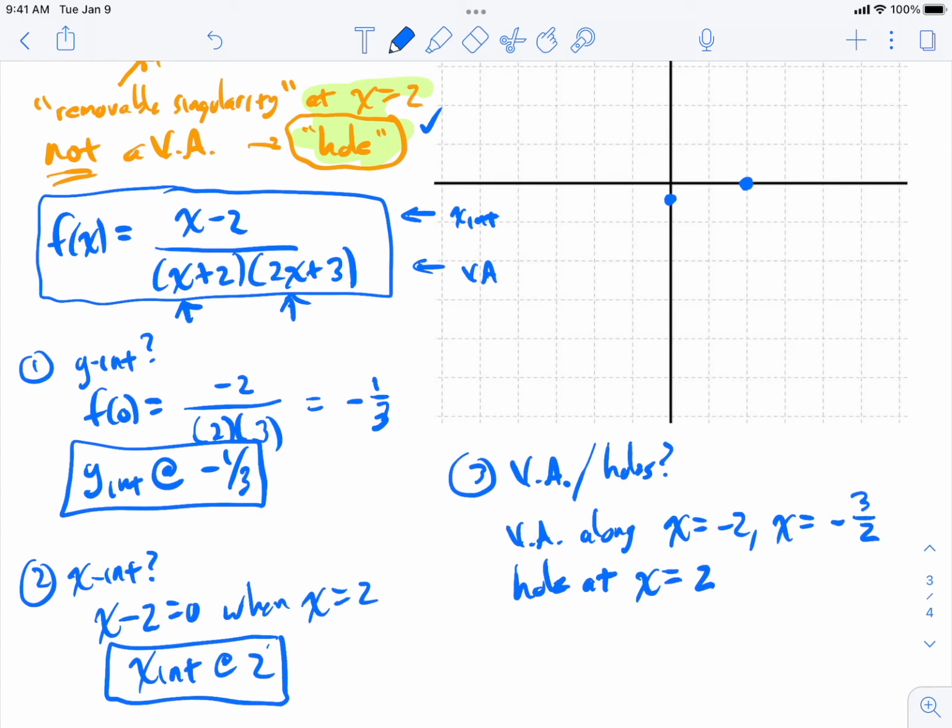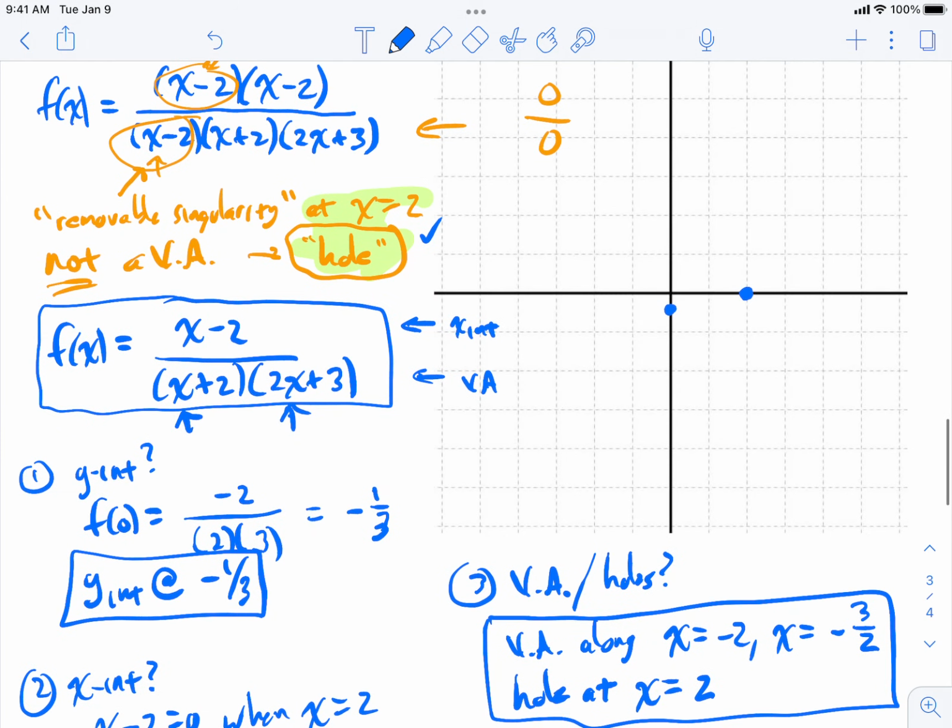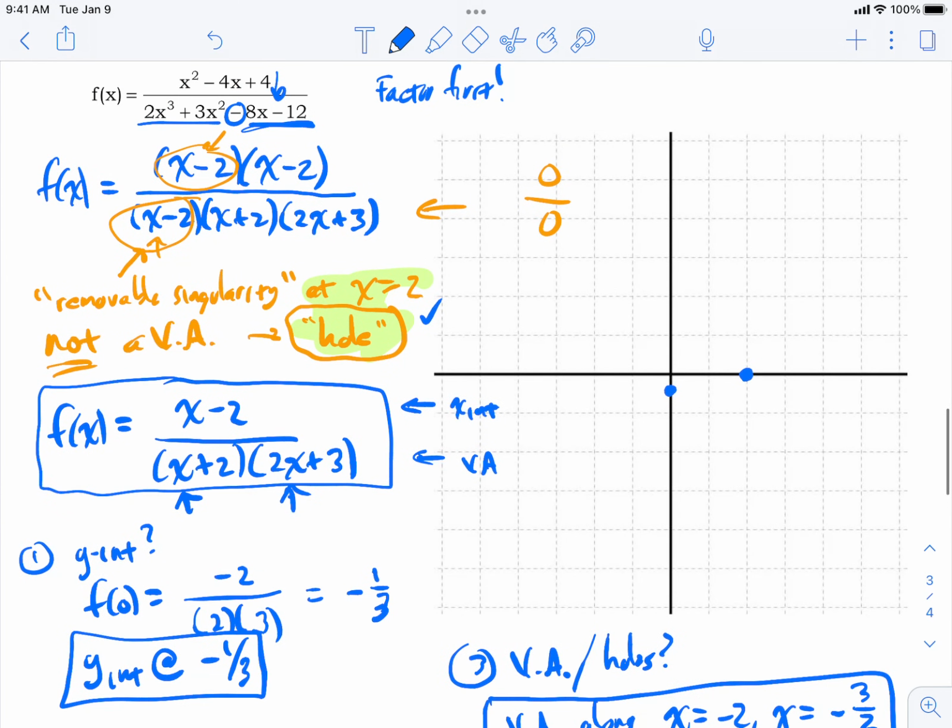So that's repeating this information from up here. This is basically the full answer to part 3. Does it have any vertical asymptotes or holes? Yeah, it has 2 vertical asymptotes and a hole. So x equals negative 2. Let's put that vertical asymptote in there. Let's put my glasses back on because they're falling off. Okay, so at x equals negative 2, we got a vertical asymptote.